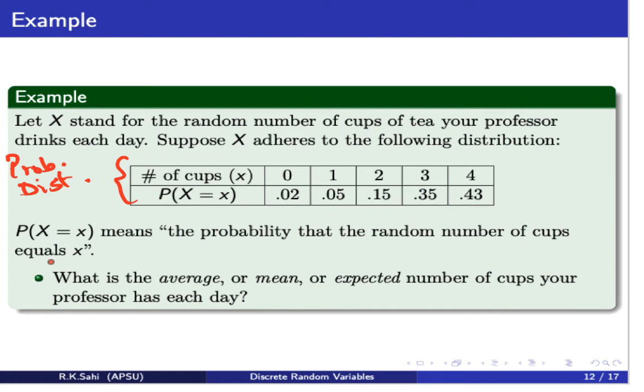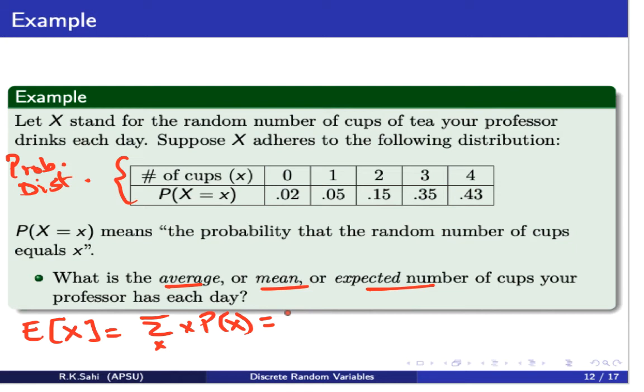It says, what is the average? Okay, these are different ways of asking a question. What is the average? What is the mean? What is the expected number of cups your professor has each day? Now, according to the formula, expected value of x is summation x times p of x. I'm going to do it one time to show literally how you do it by hand. And after that, remember, calculator, so that you will realize how thankful we are for the calculators to do the work.